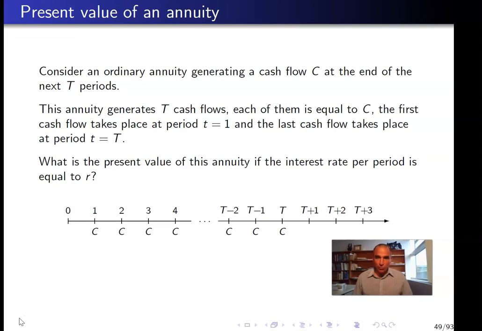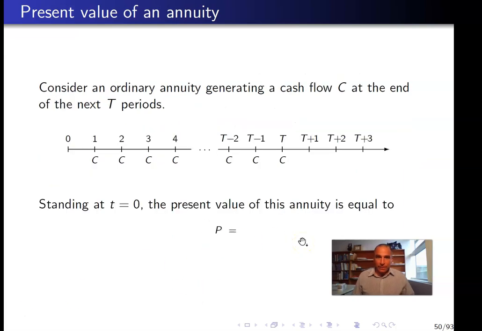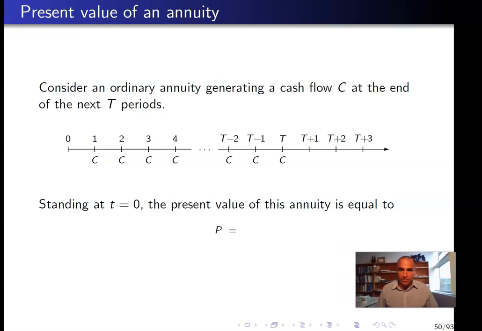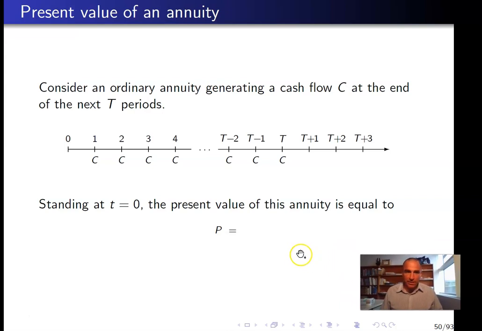The cash generated by the annuity is denoted C, and the discount rate between each period is equal to R. What is the present value of this annuity? So let's look at it step by step.